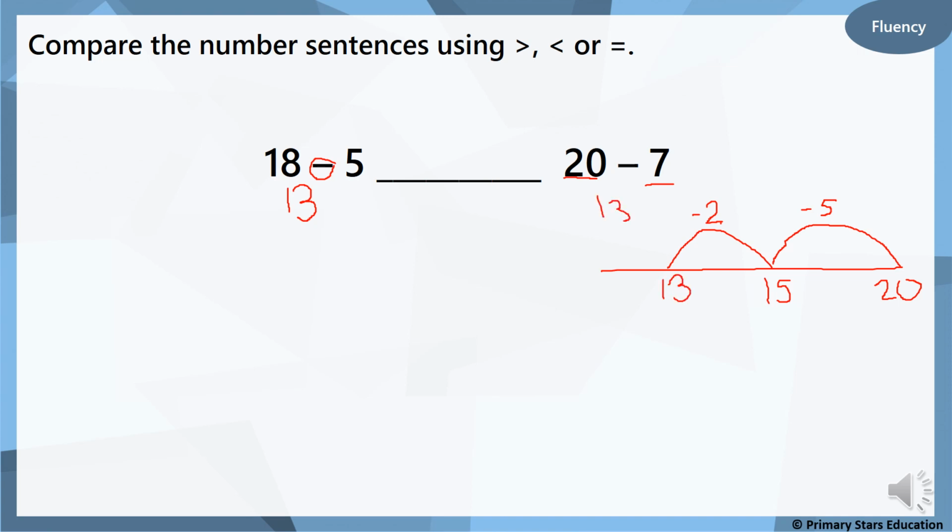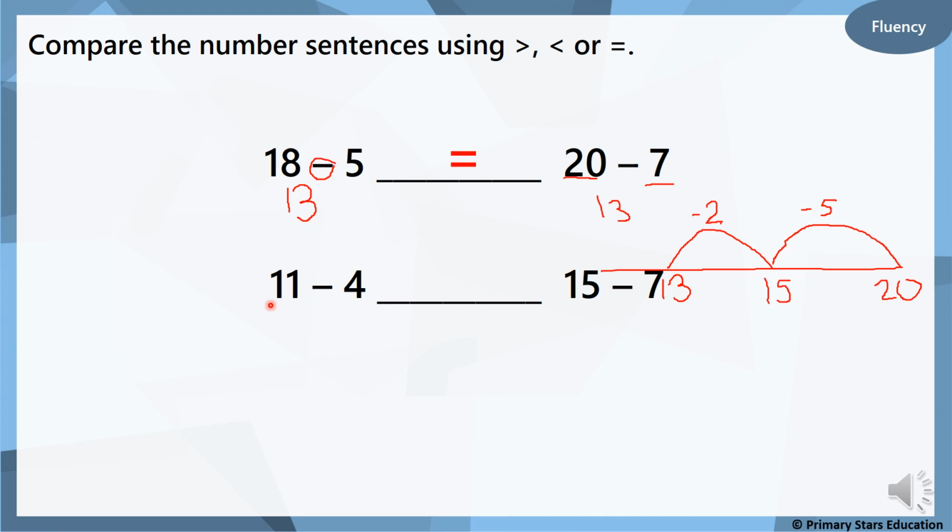What do you notice? They are equal to. Can you see how the symbol for equal to, there's no big end, there's no little end. It's exactly the same to show that they are equal.